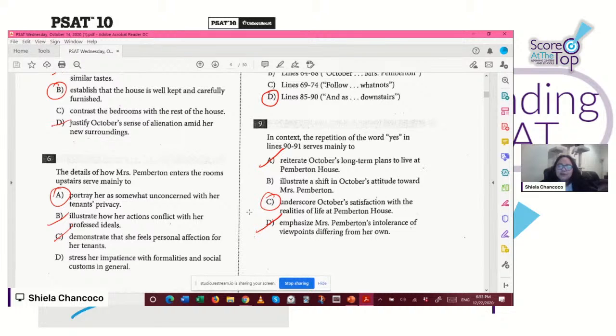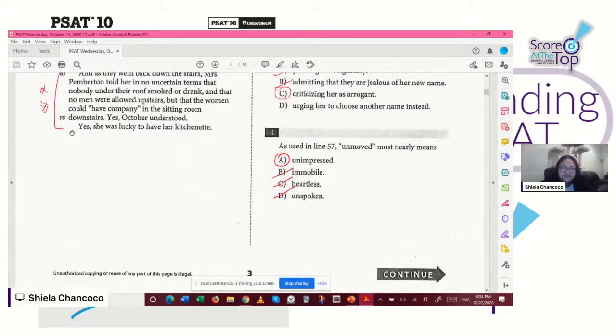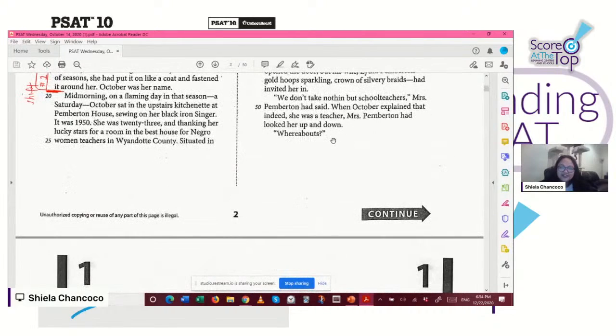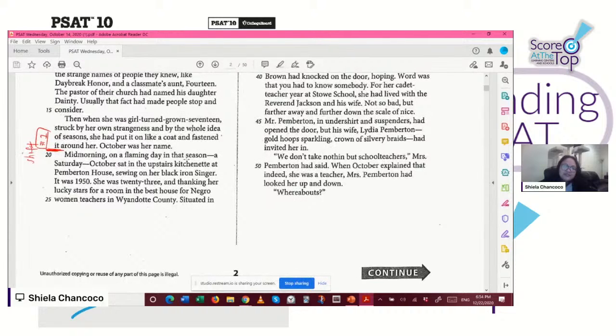Okay, so remember how October was recounting her experience, right? In the beginning of her adult life scenario after that shift from her childhood memories, she was saying, oh, she was really satisfied with her life at Pemberton House, and like everything else, right? So if we read here, yes, she was lucky to have her kitchenette. She's saying that, oh yeah, I'm really lucky to have this, because in the beginning she was uncertain that she was even gonna be admitted to the house, right?